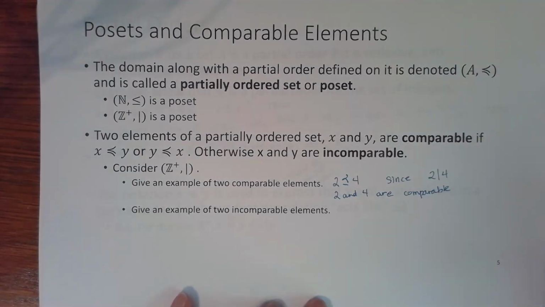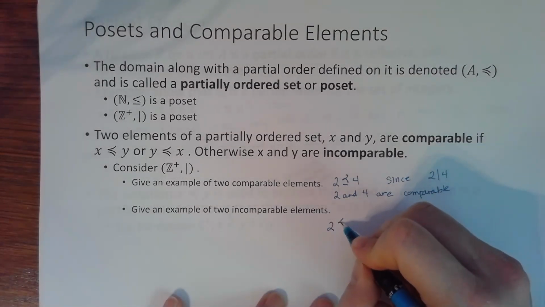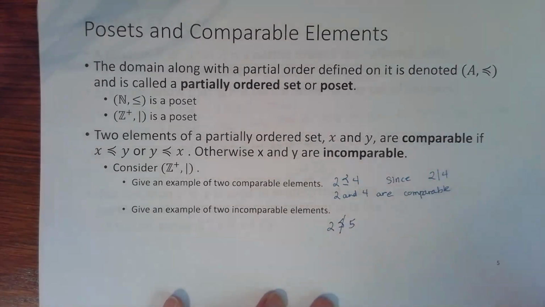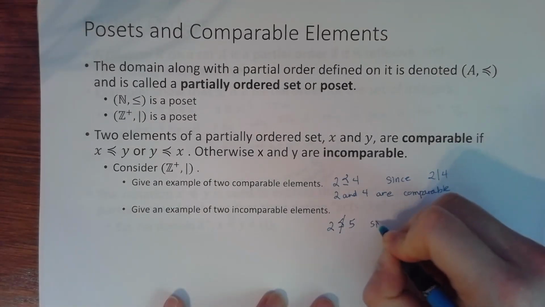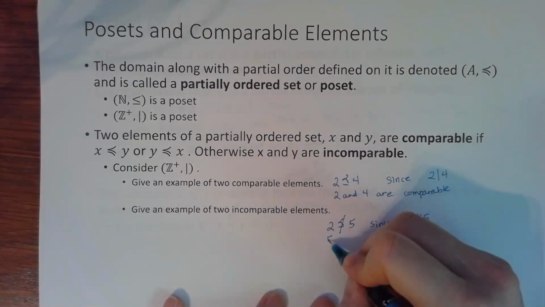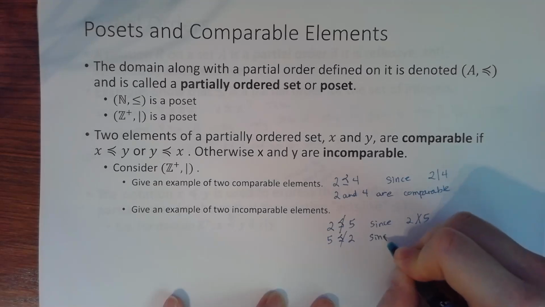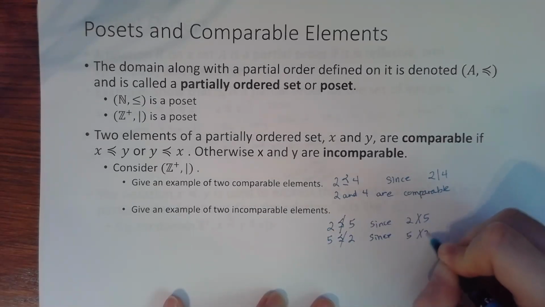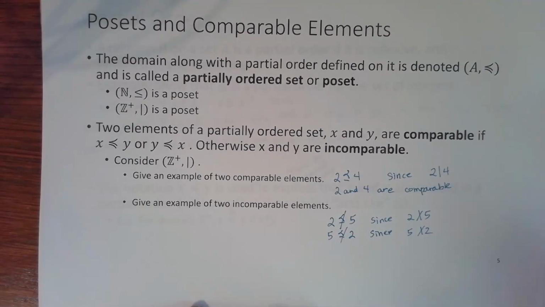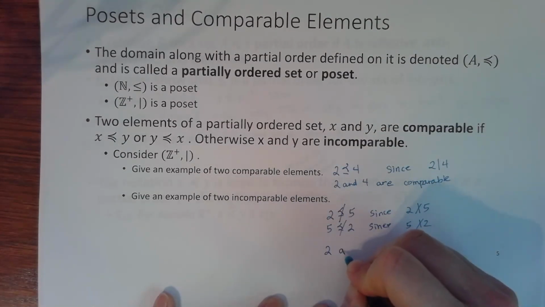We also have examples of things that are incomparable. For example, 2 doesn't divide 5, so 2 isn't comparable to 5. Also, 5 isn't comparable to 2 either, since 5 doesn't divide 2. So 2 doesn't divide 5, 5 doesn't divide 2. There's no way to compare them. So 2 and 5 are incomparable.